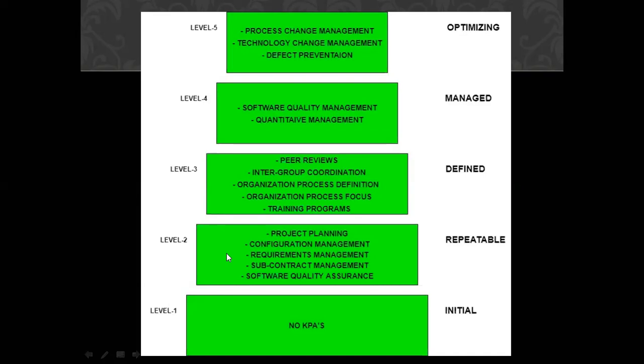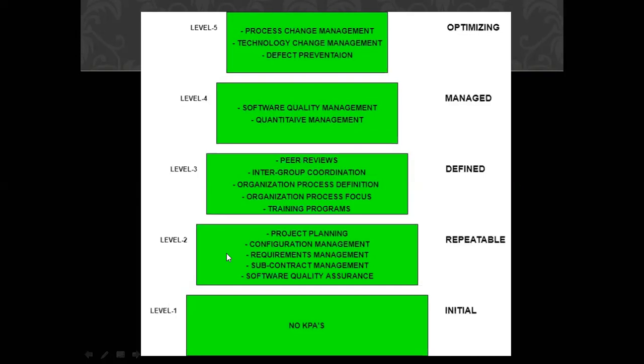Next one is quantitative. This part controls the project's performance in a quantitative manner. So how much is required, how much will be enough. Those kinds of things are to be managed. So that is quantitative. These two types of management you have to remember as key process areas for level number 4. Last one is the optimizing level, for which there are three key process areas.